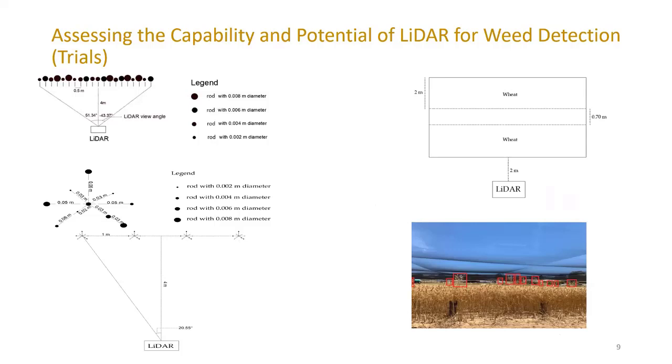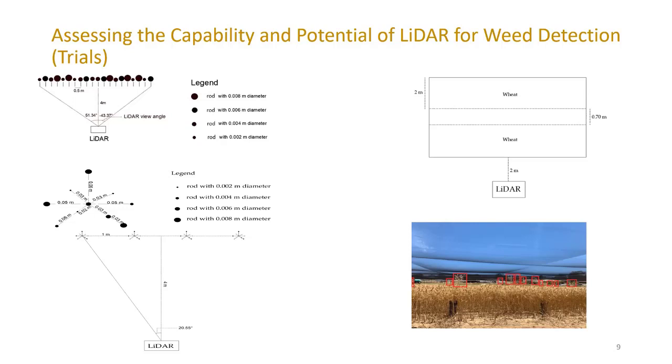As a second step, to answer the capability of LiDAR of detecting the targets that we were looking into, we ran 3 different trials. So the first 2 trials, we ran them using wooden rods. And the reason of using wooden rods, we wanted to control the target's height and their width. So the first 2 trials were run in one of the UWA lawns. So we chose rods by the height of 5 centimeters to 60 centimeters, and the width of 2 millimeters to 8 millimeters.